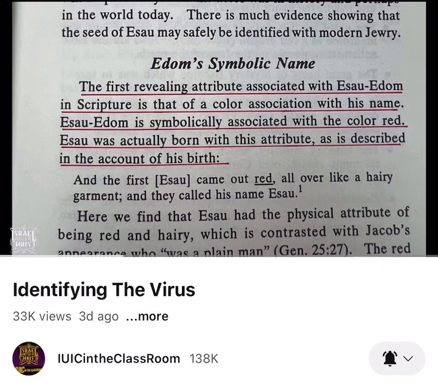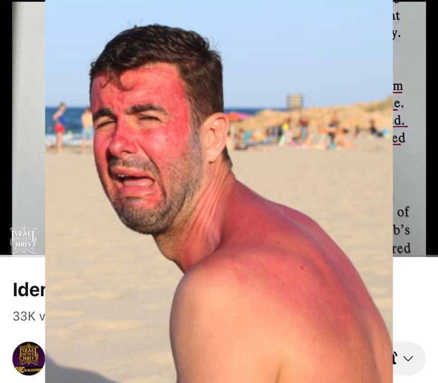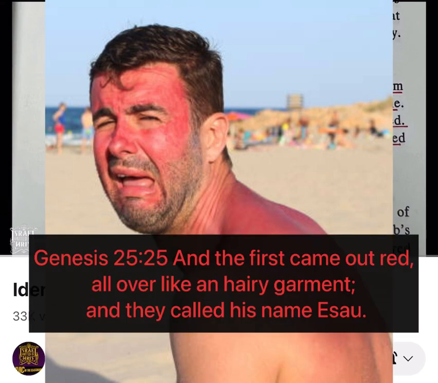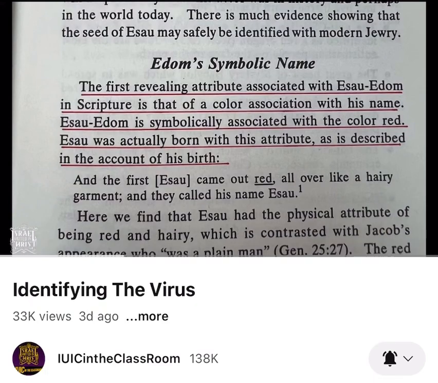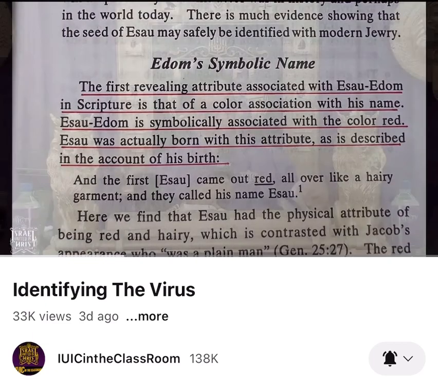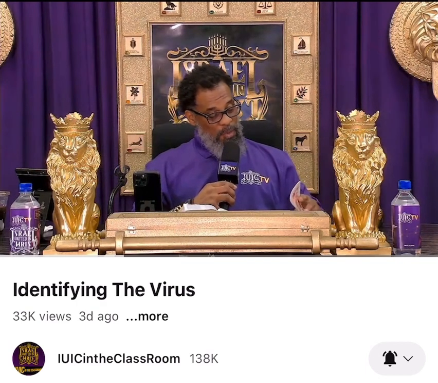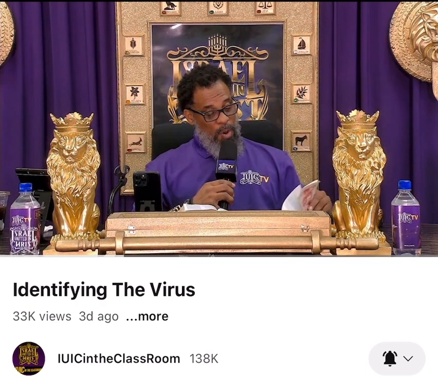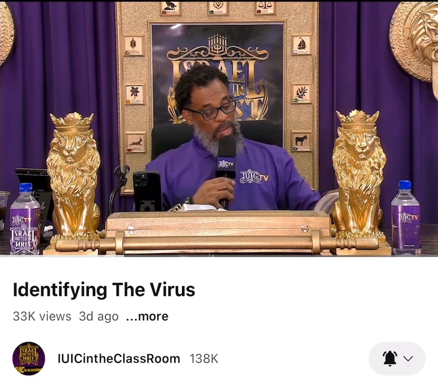Edom's symbolic name. The first revealing attribute associated with Esau Edom in Scripture is that of a color association with his name. Esau Edom is symbolically associated with the color red. Esau was actually born with this attribute and is described in the account of his birth. Now, it's telling you plain. We're gonna go to the next page, but don't pull it up yet. So it's telling you plainly that he was born and his attribute was he's going to be red.